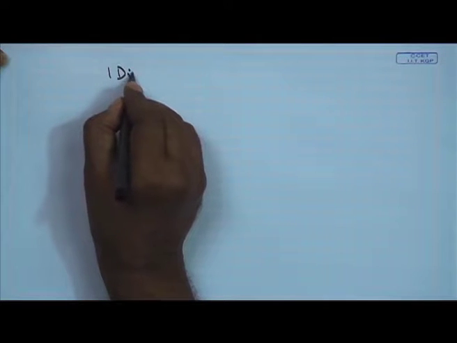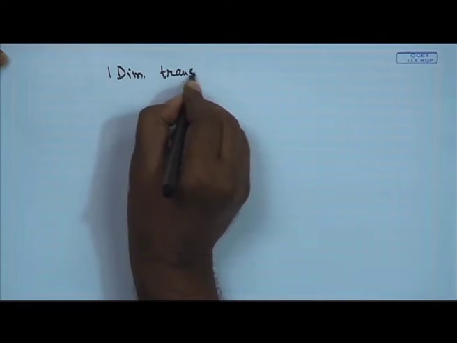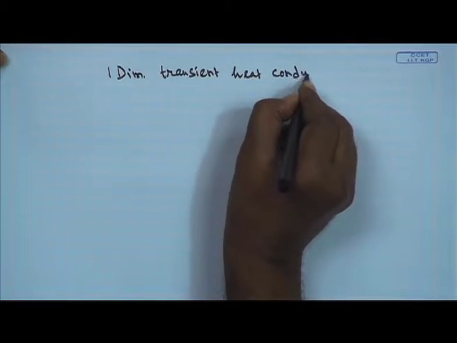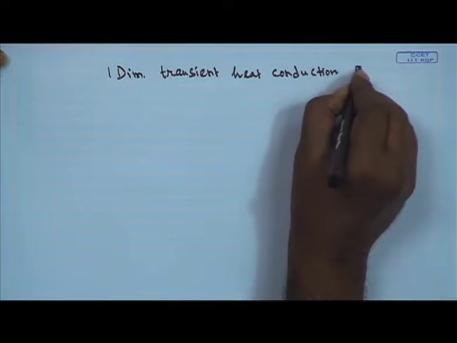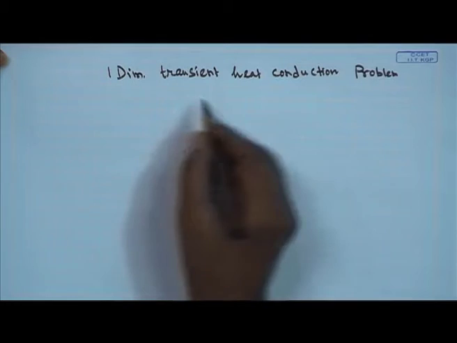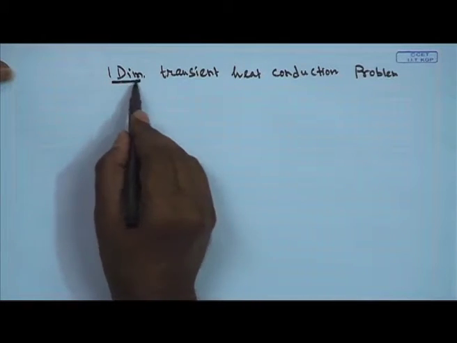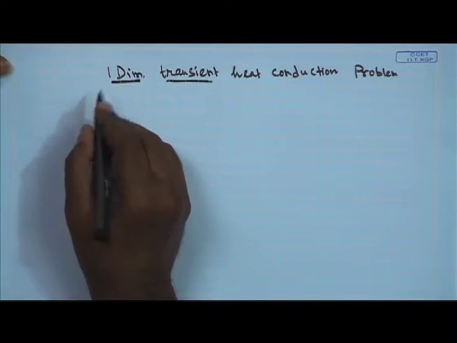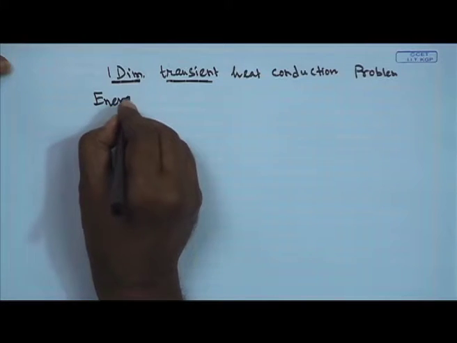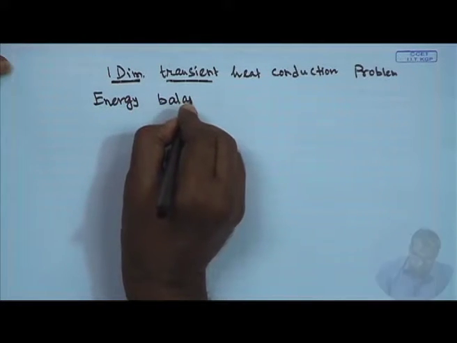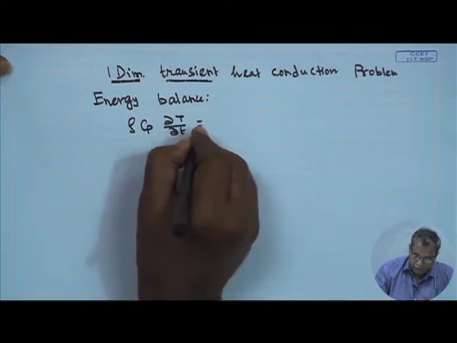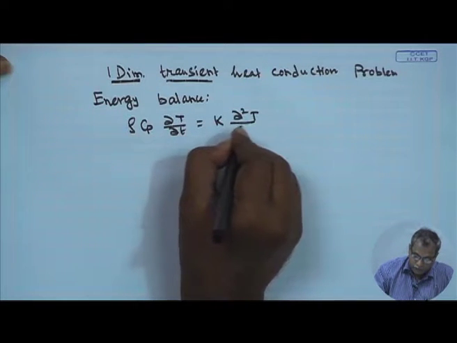Okay, let's solve a one-dimensional transient heat conduction problem. Since it is one dimensional, it is one dimension in space, and it is transient, so one dimension is time, so it is a two-dimensional problem. If you write down the energy balance equation, this becomes rho Cp del T del t is equal to K del square T del x square.